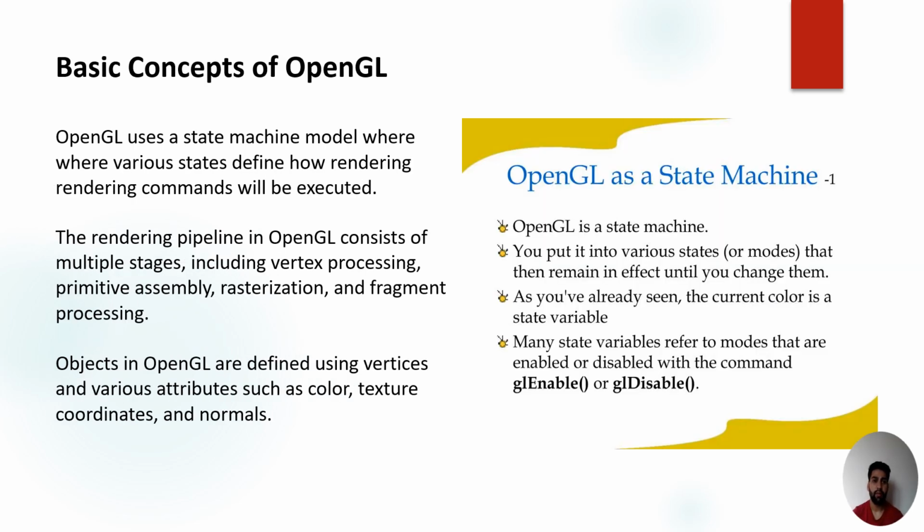Next, we will discuss the basic concepts of OpenGL. OpenGL uses a state machine model where various states define how rendering commands will be executed. The rendering pipeline in OpenGL consists of multiple stages, including vertex processing, primitive assembly, rasterization, and fragment processing. Objects in OpenGL are defined using vertices and various attributes such as color, texture coordinates, and normals.